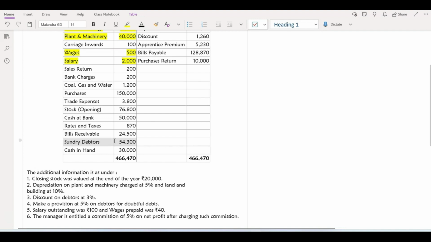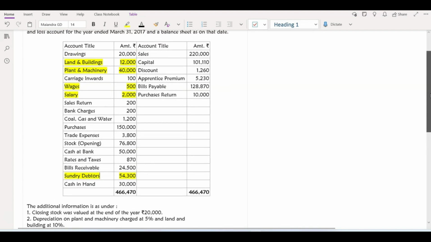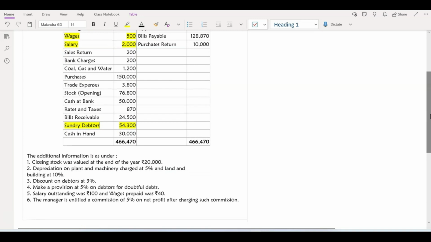Where is sundry? Here is our sundry debtors. So the items given in my trial balance, these are the items that I need to adjust while recording in my final accounts. Apart from that, I have two independent adjustments, closing stock and manager's commission. So let's start.